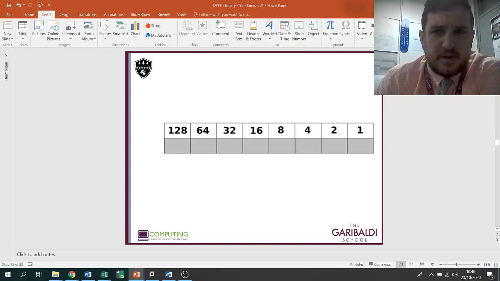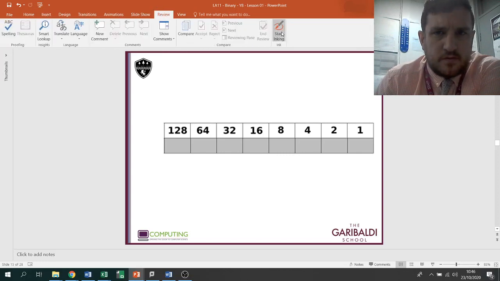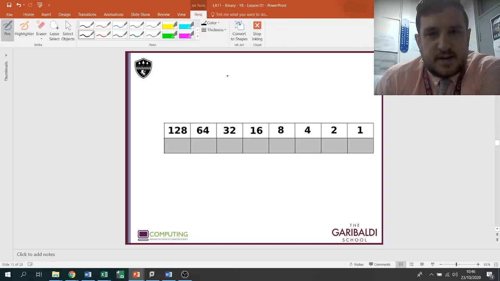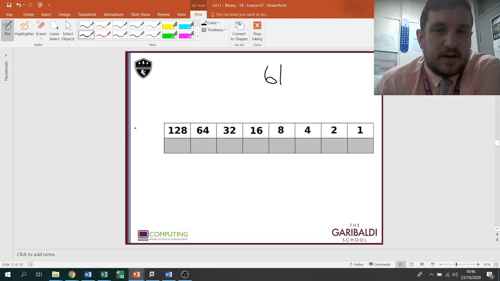Let's take the number 61, and we're going to put it into a binary number. I always recommend before you do these types of questions that you write out your headings. This will make your life easier when you answer the question. We're going to start from the left hand side, on our largest column, and work over to the right.